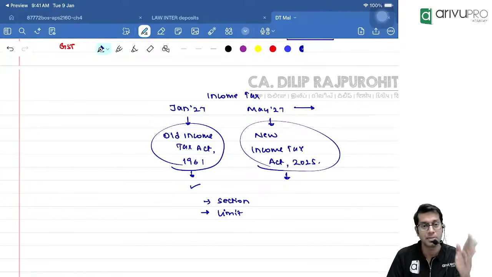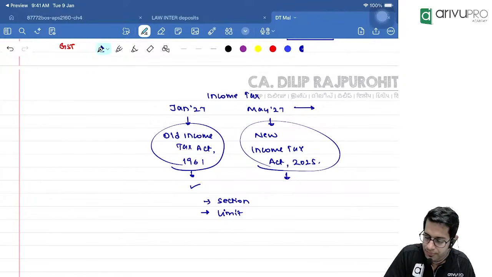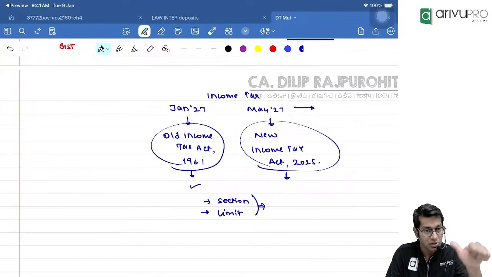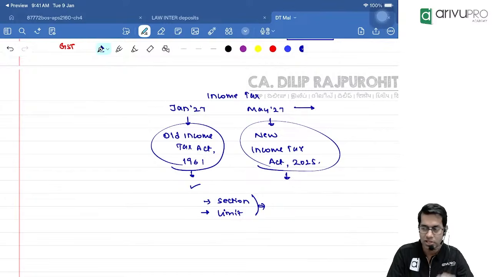Not in all the chapters, only some chapters. And the section number has been changed. So this is the only major change. The provision has not changed. But what has changed, sir? The section number of that provision has changed.